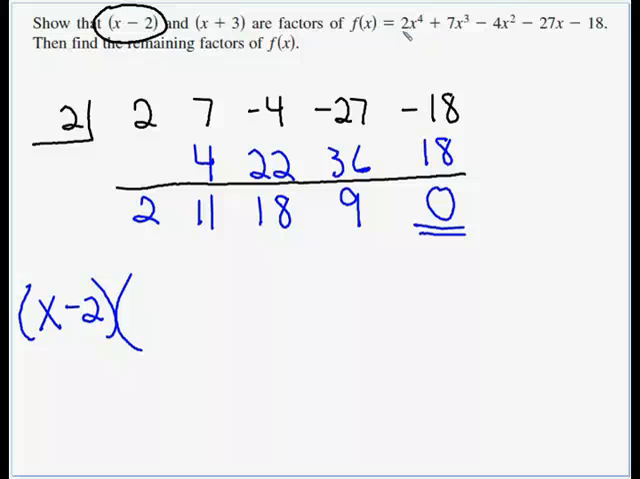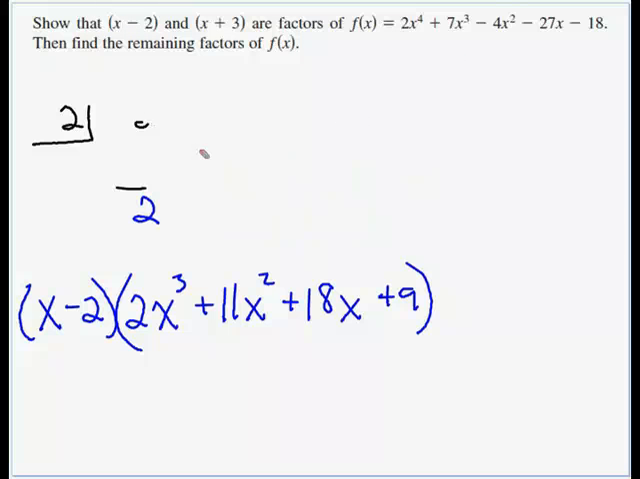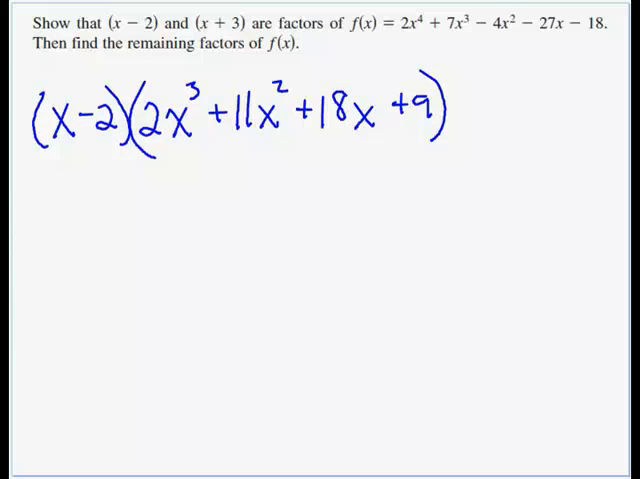we started with an x to the fourth. We divided by an x, so this would be starting with a cubed. 2x cubed plus 11x squared plus 18x plus 9, 0 remainder, so we broke that down. Okay, let's keep going. I guess I can get rid of a little bit of this and move this up. And now we're going to divide again.